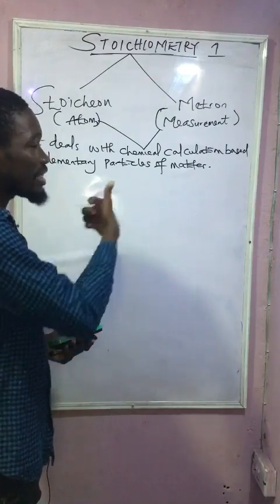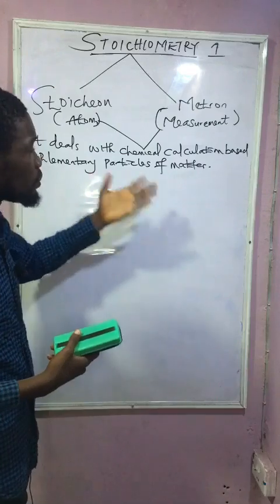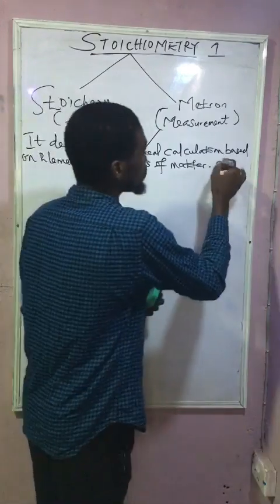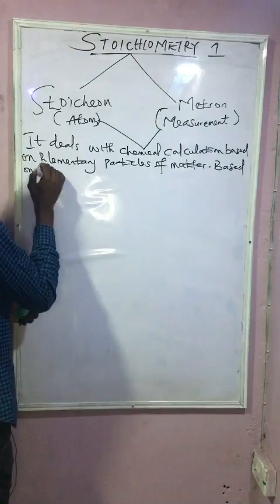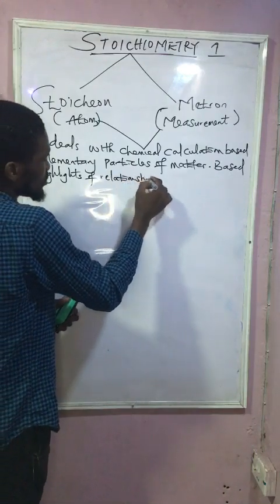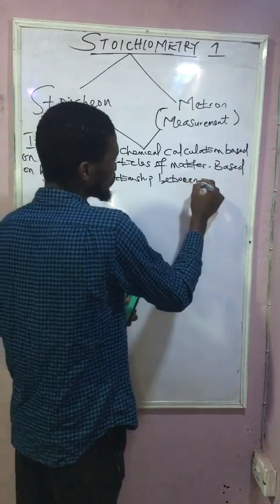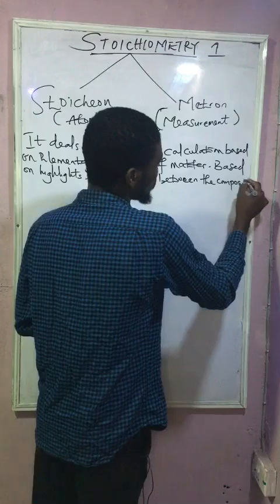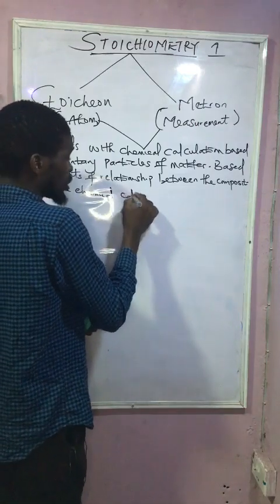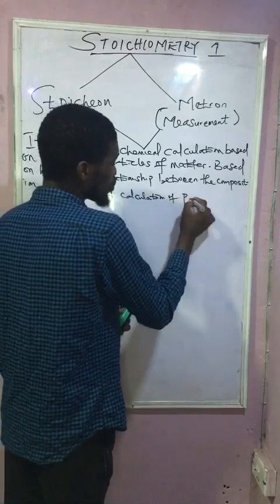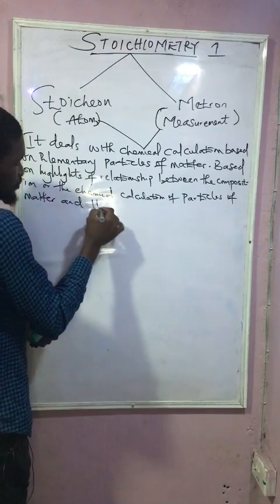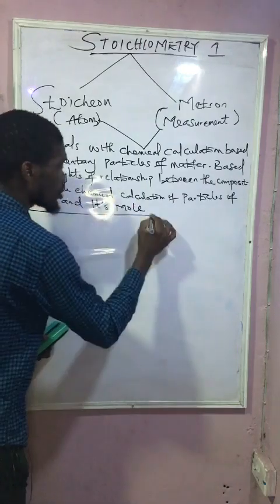So I'm going to add this to it, based on the highlight of the relationship between the composition and the chemical reaction of the matter and its mole. So based on highlights of relationship between the composition or the chemical calculation of particles of matter and its mole.